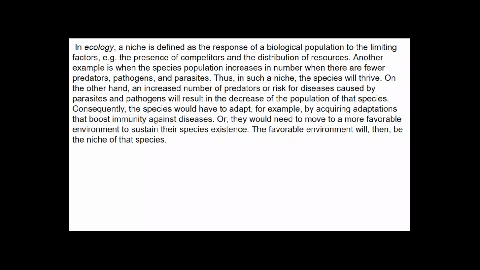On the other hand, an increase in the number of predators or the risk of disease caused by parasites and pathogens will result in a decrease of the population of that species. Consequently, the species would have to adapt, for example, by acquiring adaptations that boost immunity against disease, or they will need to be moved to a more favorable environment to sustain their species' existence. The favorable environment will then be the niche of that species.